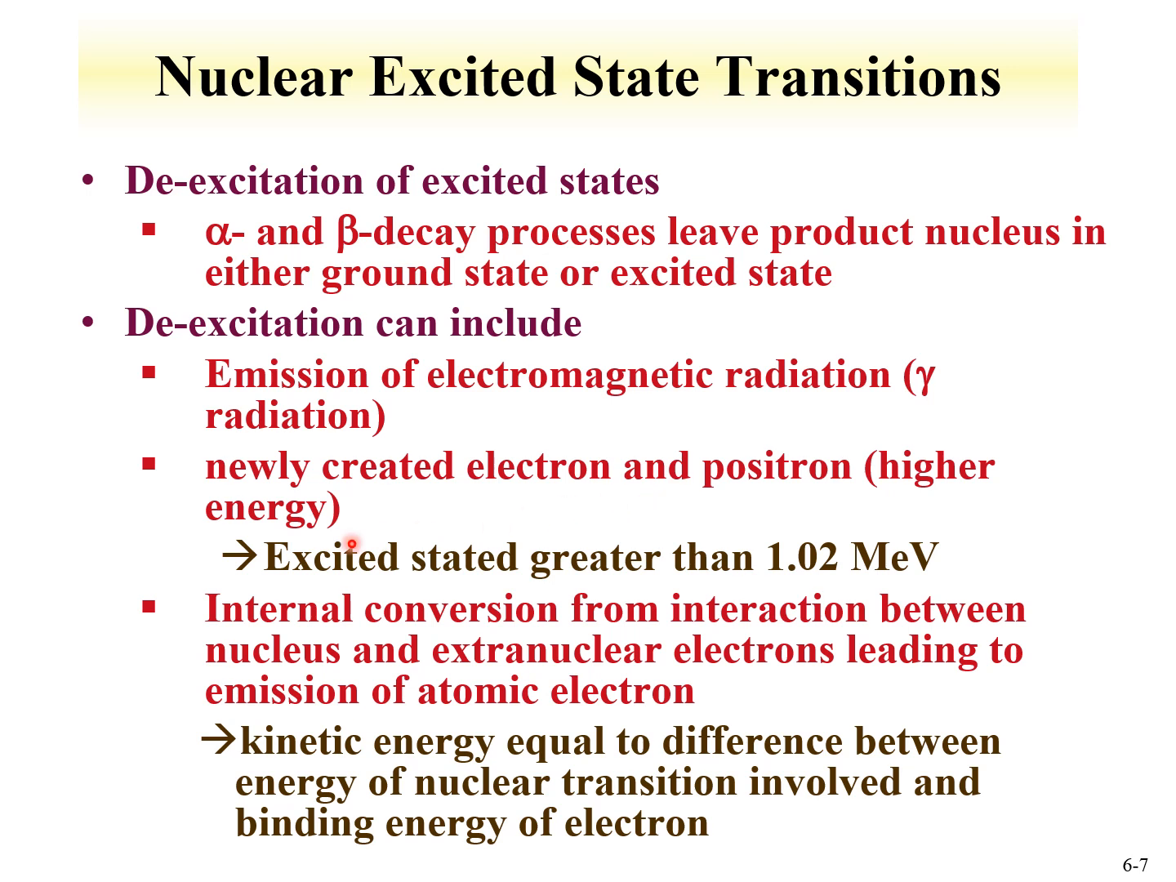There's also a route, and this is particularly dependent upon the spin and parity between the excited and the ground state, where internal conversion from the interactions between the nucleus and the atomic electrons can occur. So this is internal conversion electrons, where atomic electrons are emitted. The energy of their emission is based upon the difference between the nuclear excited state and the binding energy of the electron.